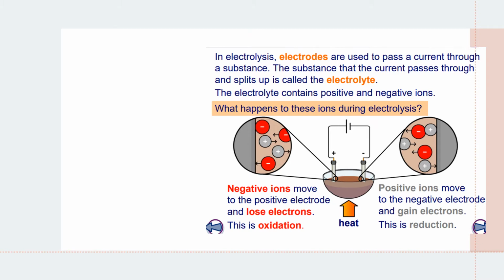In electrolysis, electrodes are used to pass a current through a substance. The substance that the current passes through and splits up is called the electrolyte. The electrolyte contains positive and negative ions. What happens to these ions during electrolysis? Negative ions move to the positive electrode and lose electrons. This is oxidation. The positive ions move to the negative electrode and gain electrons. This is reduction.